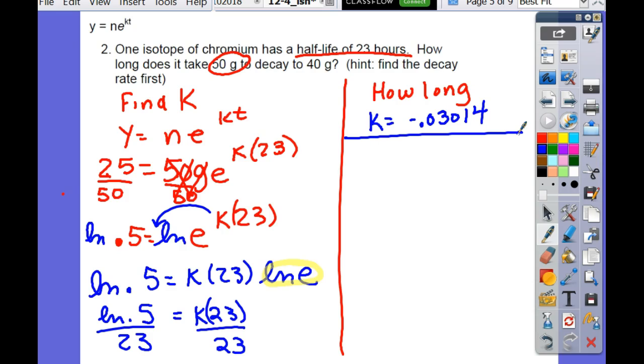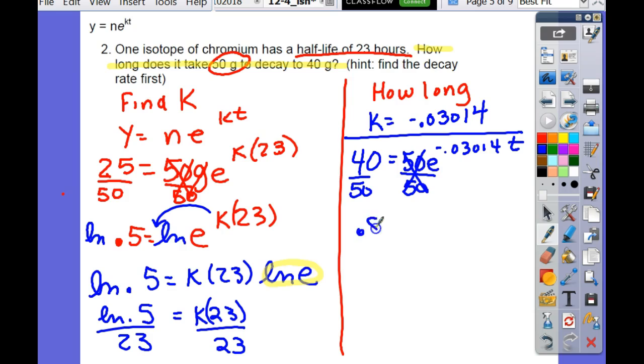So now the second part. Here's the second part that I'm talking about. How long does it take the 50 grams to decay to 40 grams? So we're going to start out with our 50 grams, and we're trying to find the time it takes. We're solving for t, the time it takes to change into 40 grams. Because this is radioactive, if it's just sitting out there on the table, half of it's going to go away in 23 hours. Well, how long is it going to take to decay to 40 grams?